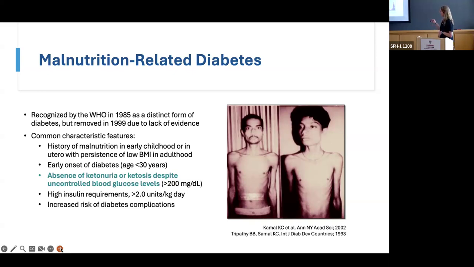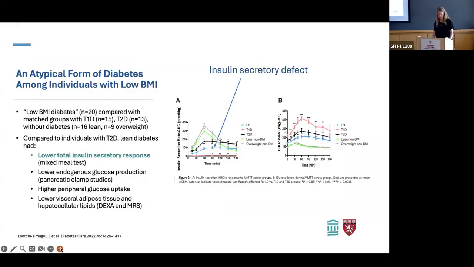The common features of this are, like I said, malnutrition in childhood and utero with persistently low BMI. Generally early onset diabetes under the age of 30. The hallmark here is that despite very high blood sugars, they never go into diabetic ketoacidosis, which would be typical for type 1 diabetes. So this is kind of the hallmark. They look very thin. These are some old pictures from India, I believe. And so anyway, they develop, unfortunately, all of the diabetes complications.